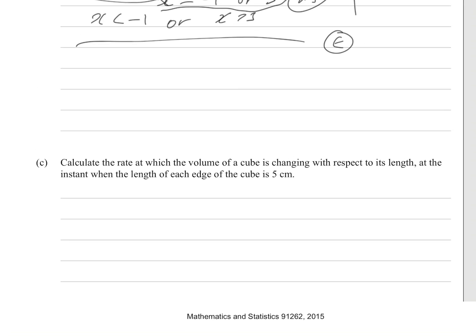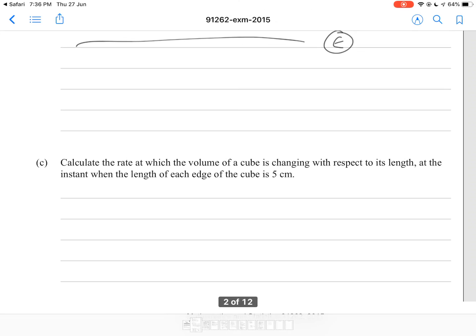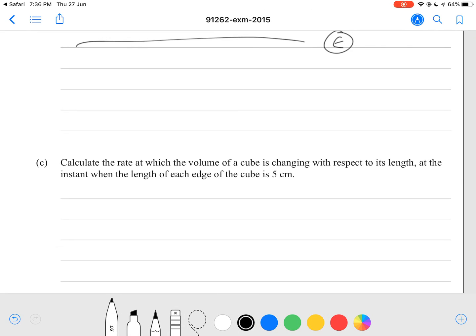Calculate the rate at which the volume of a cube is changing with respect to its length at the instant where the length of each edge of the cube is 5 centimeters. So let's say the length of the side of the cube is x. To calculate the volume of a cube, that's width times width times width, so that just becomes x cubed. So we're going to say volume equals x cubed.